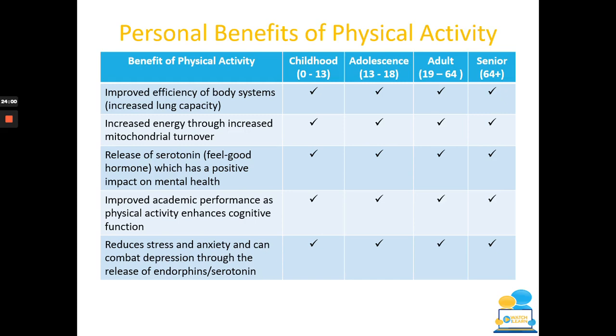Another benefit of physical activity, a conclusion that we're drawing, is that we have improved academic performance. And the evidence for this is that physical activity enhances our cognitive function, which is important for academic performance. And also, another conclusion that we can draw is that physical activity can reduce stress and anxiety and combat depression. And the evidence we have for this is that it does it through the release of endorphins and serotonin. So again, all of these benefits of physical activity are universal across childhood, adolescence, adulthood, and in senior age groups.